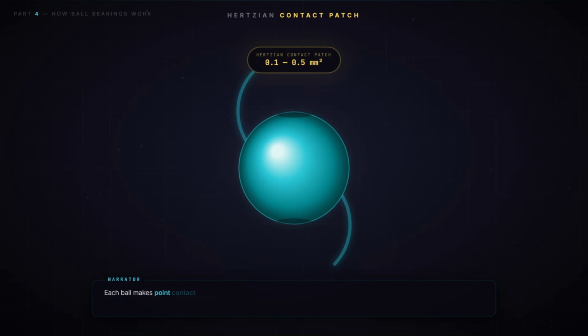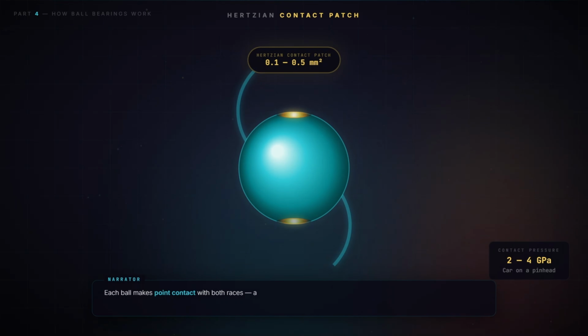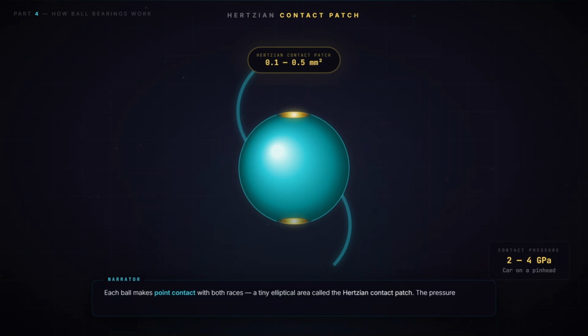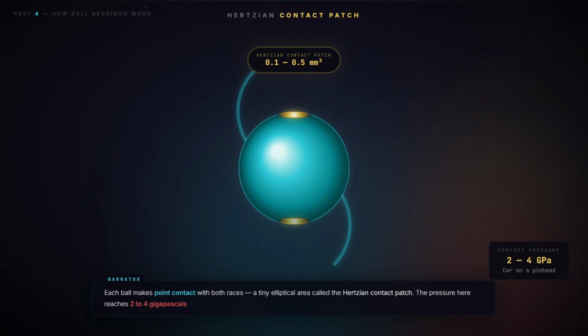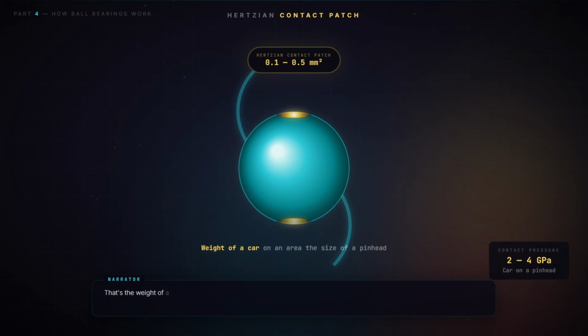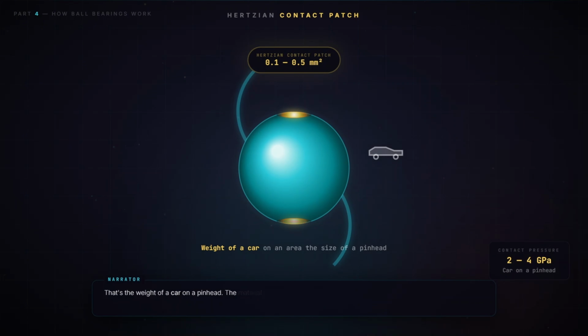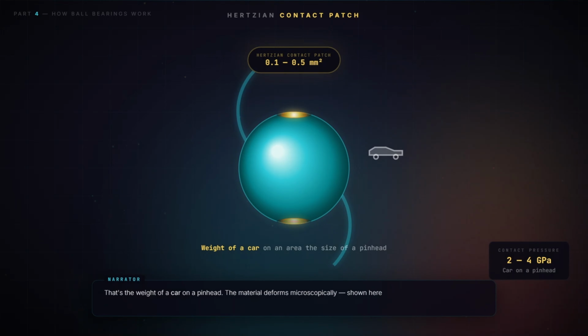Each ball makes point contact with both races, a tiny elliptical area called the Hertzian contact patch. The pressure here reaches 2 to 4 gigapascals. That's the weight of a car on a pinhead. The material deforms microscopically, shown here exaggerated 1,000 times, to distribute this immense force.